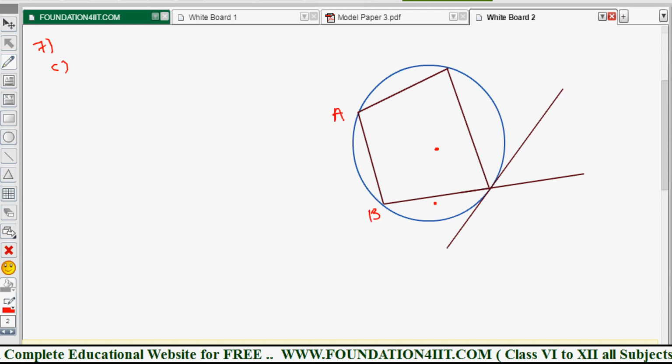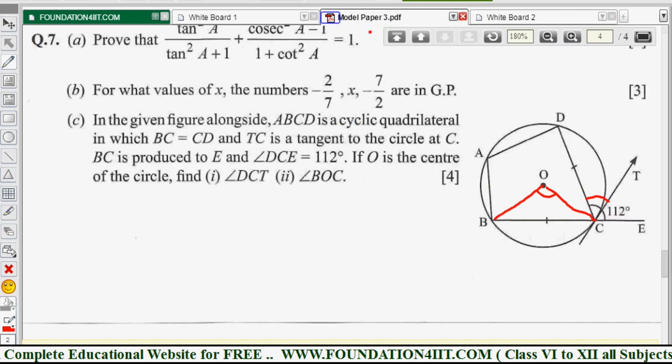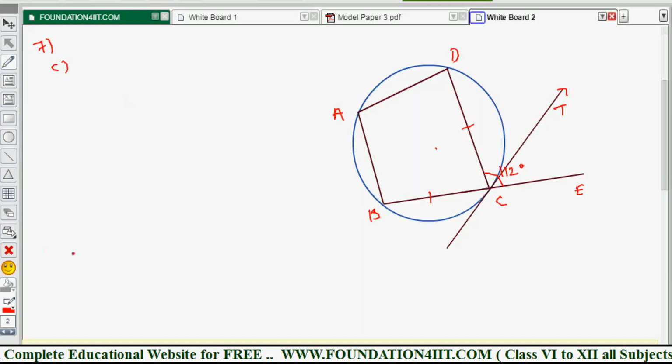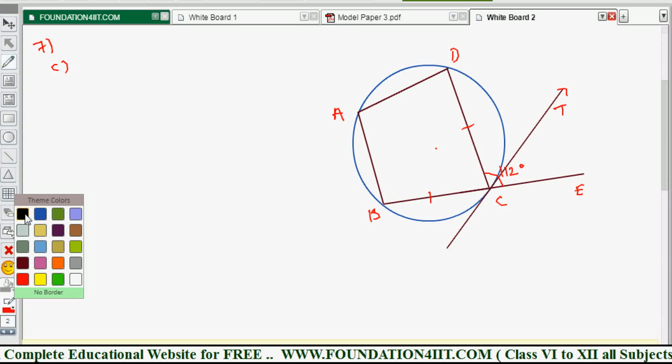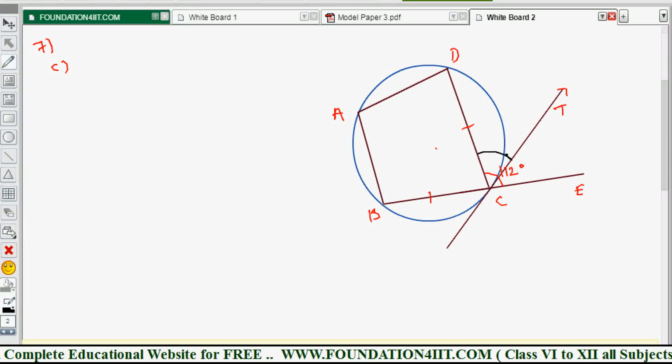So A, B, C, and D. And according to the problem, BC is equal to CD. These two sides are the same. And let us take the tangent point E, and DCE, the total angle is 112 degrees. Now, what should we find out? Angle DCT we need to find out. So we should find out this angle, and O is the center of the circle.